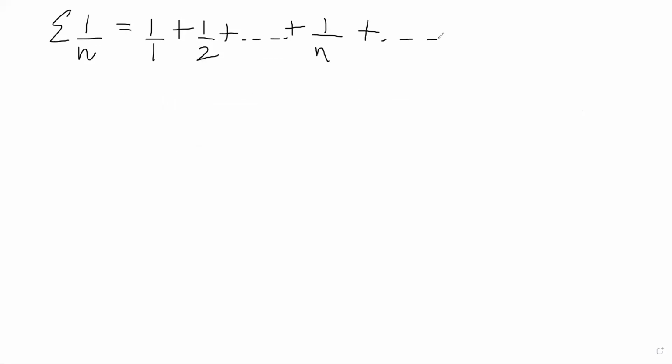So we have to show that this series, this is called the harmonic series, which is 1 by 1 plus 1 by 2 plus 1 by n plus so on. This series diverges, right? So we are going to try to prove that this series diverges.